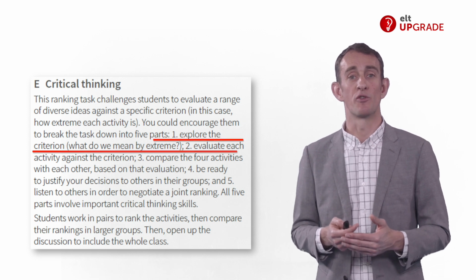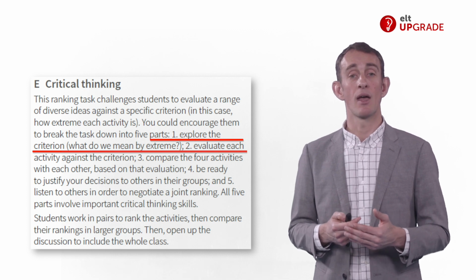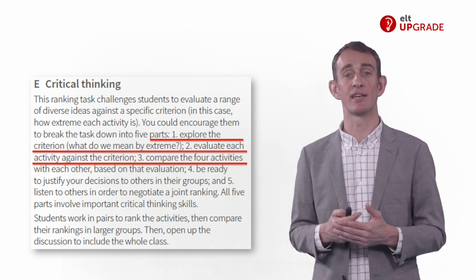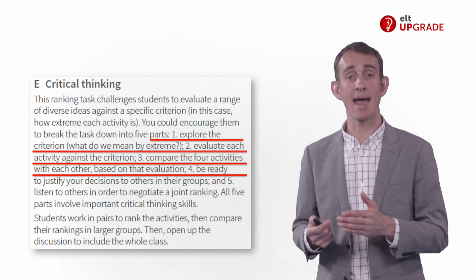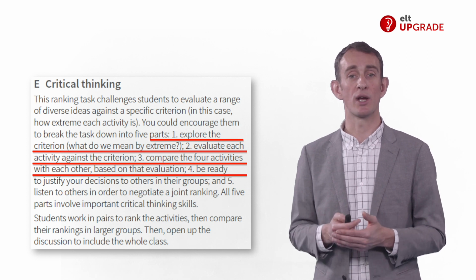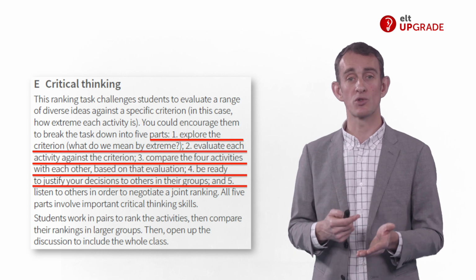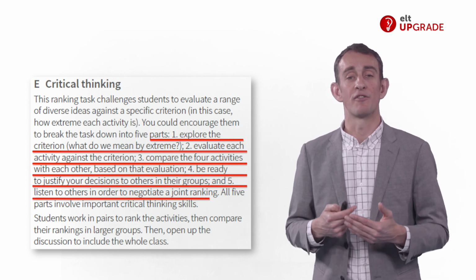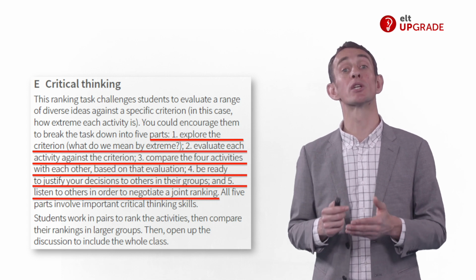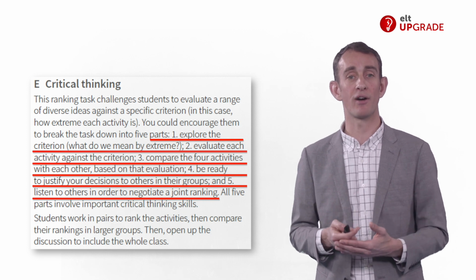Okay? So firstly, they're exploring the criterion. Number 2, they evaluate each activity against that criterion. They compare the 4 activities with each other based on that evaluation. And then they have to justify their decisions with other groups. And then finally, they listen to others in order to negotiate a joint ranking. So in order to come to a final decision.